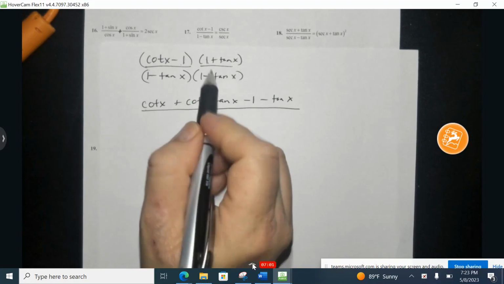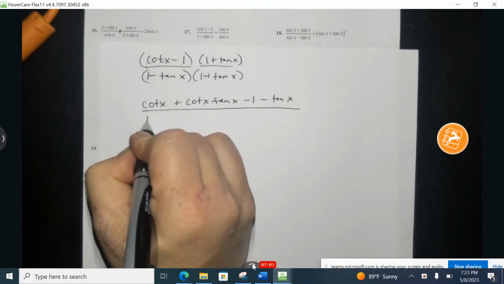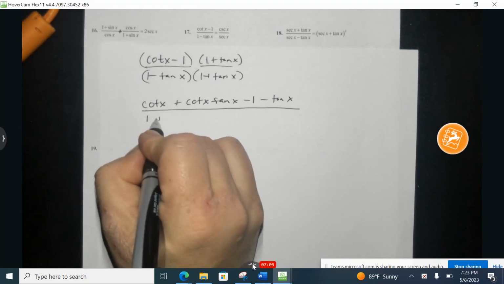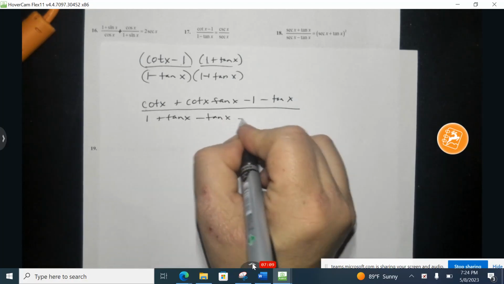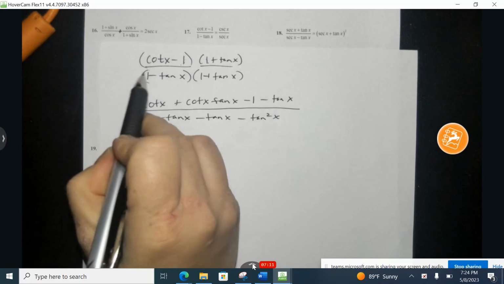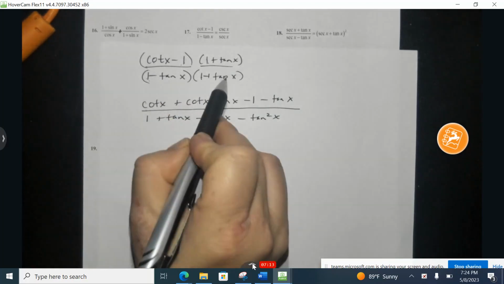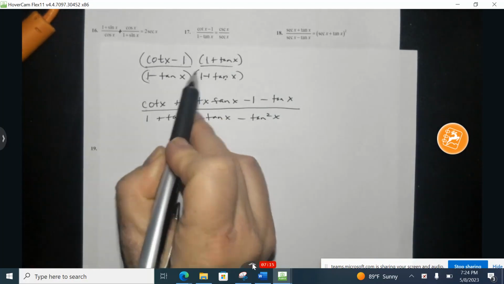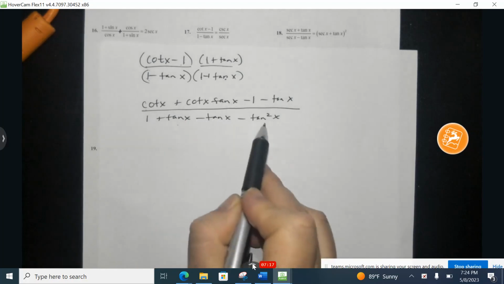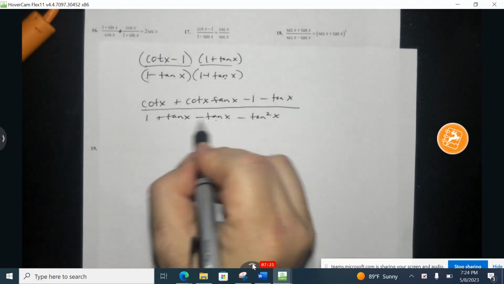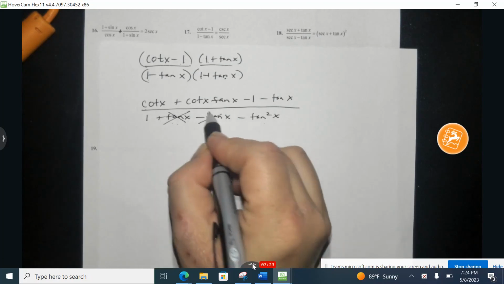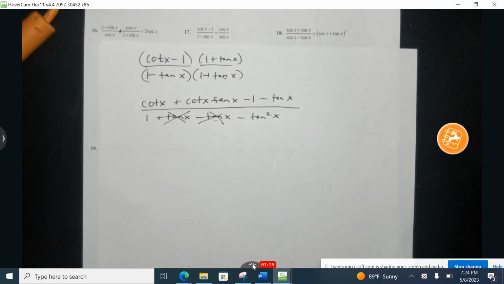I'm going to do the same thing for the denominator. So front, outside, inside, and last. Multiply the ones, multiply the positive tangent, then you have negative tangent, and 2 tangents is tangent squared. Why is it negative? One's positive and one's negative. I can see right away that these are just opposite and they're going to cancel out.